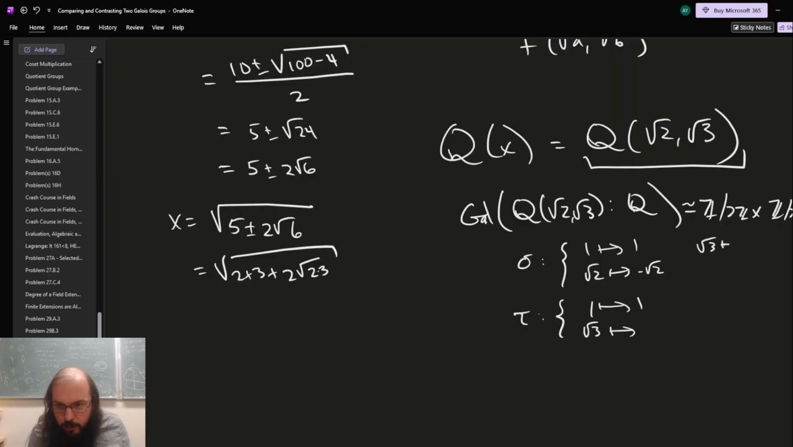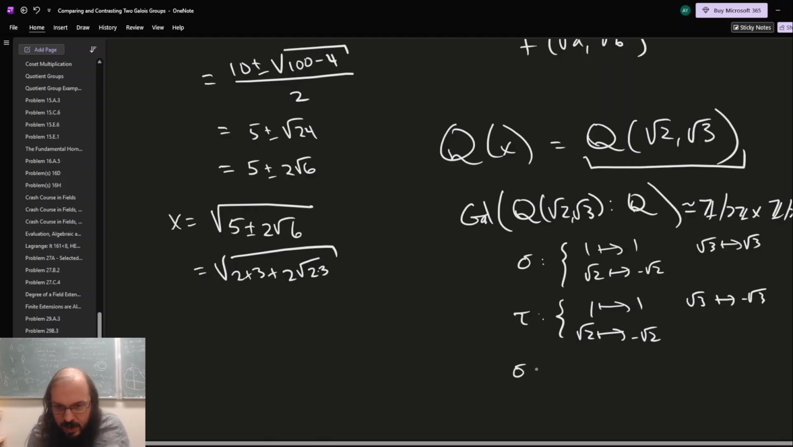This one gets square root of 3 over here preserved. Let me try to write them in the same order so we don't get confused, right? This one preserves square root of 2 and flips square root of 3. And then, of course, you have the composition, right? Sigma tau, or tau sigma, which they have to commute because this group is order 4 and all groups of order 4 are abelian. So tau sigma equals sigma tau, just from the order.